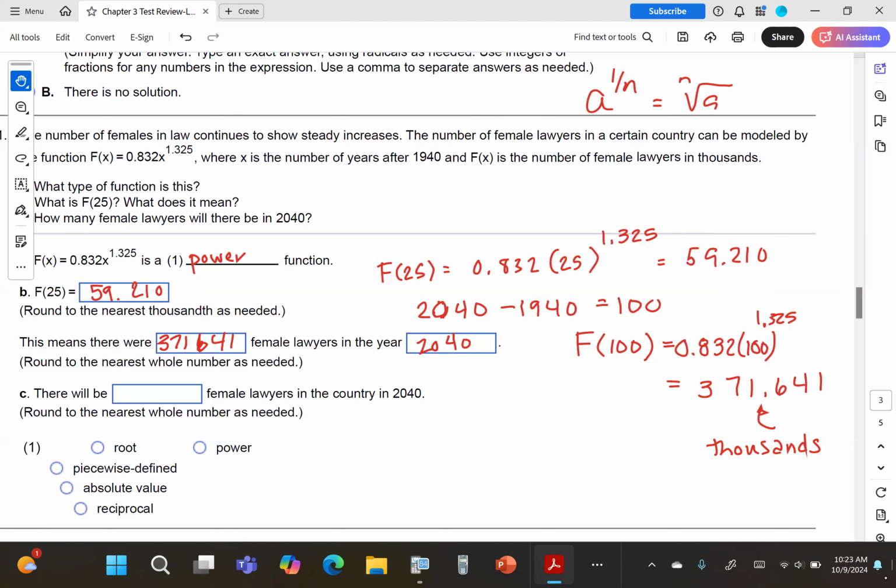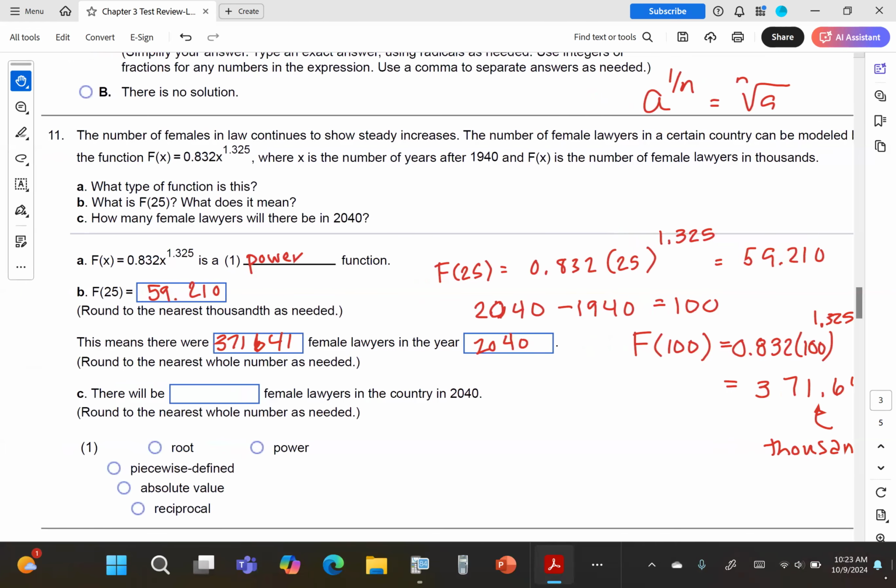Tricky. Oh, wait a minute. Do I have it in the wrong place? I do have it in the wrong place. This is 371,641. I ignored this part right here, just totally ignored it. This particular app that I'm using is not near as friendly as on my iPad. Okay.